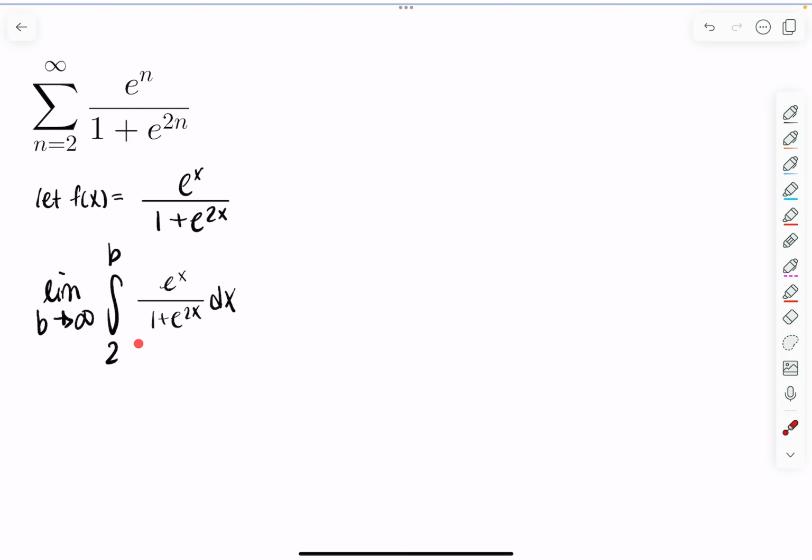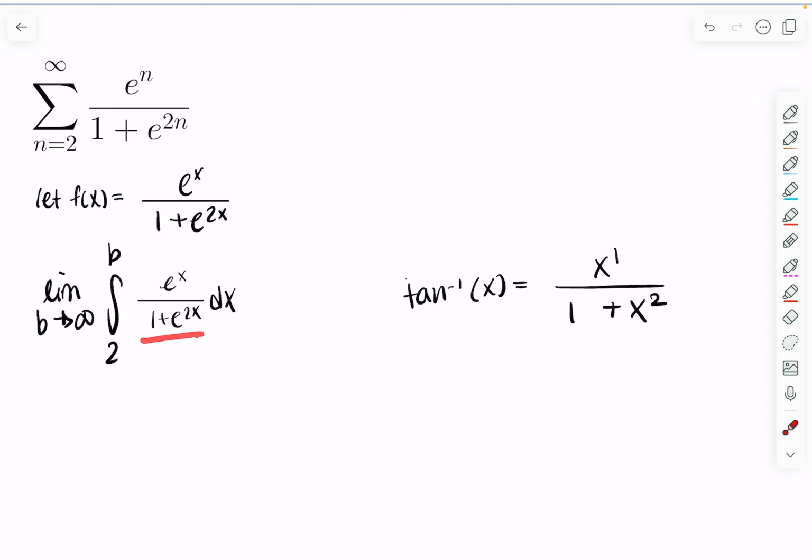And then you're going to realize the derivative of tan inverse of x is, I think of it as positive, always going to be x prime at the top and then 1 plus x squared. We have this right here, and this to me looks very similar. The only thing that's different is this, but we can rewrite this as 1 plus e to the x squared. So now we have x here and then x prime there.